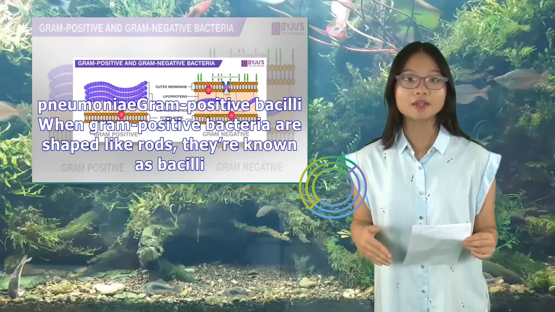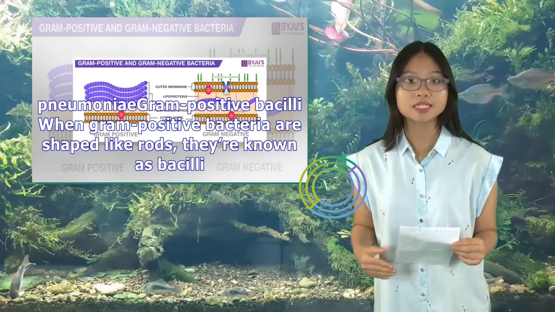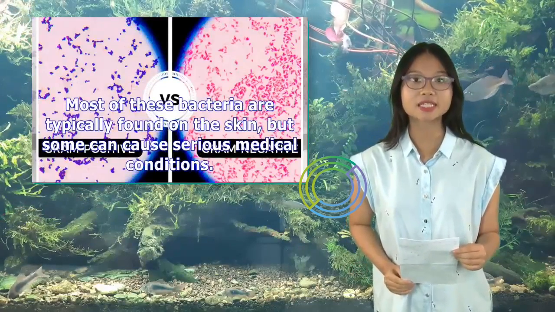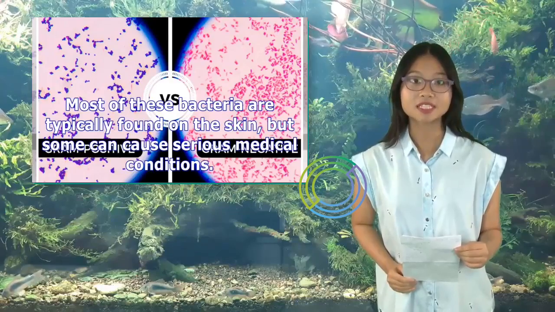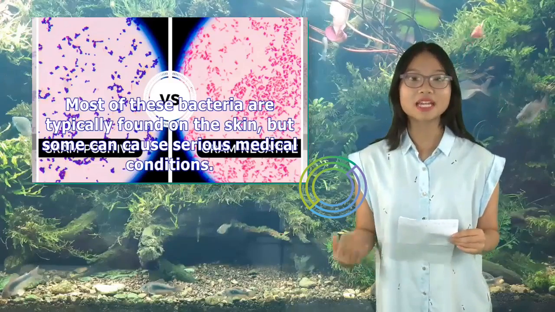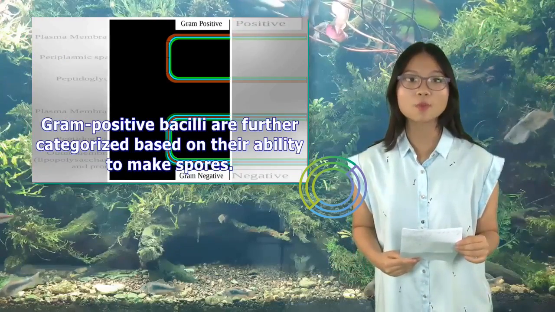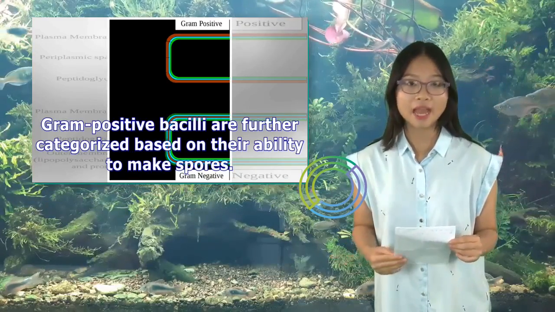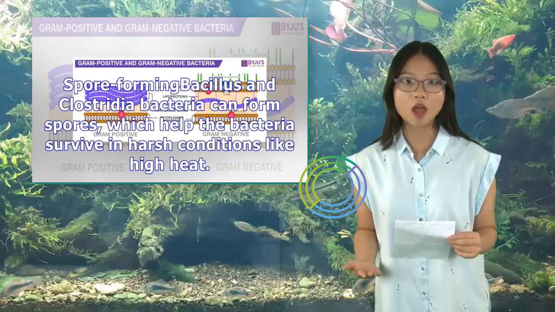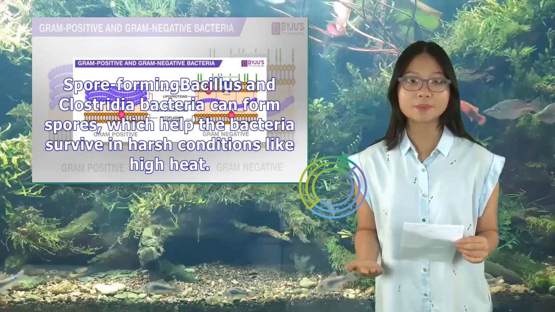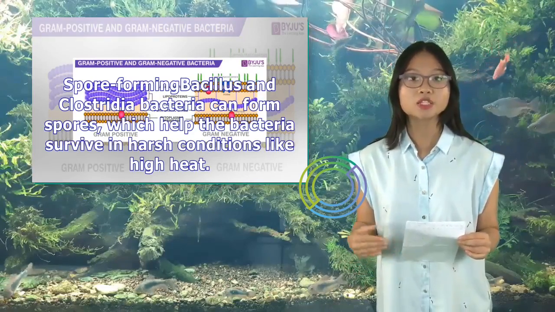S. pneumoniae. Gram-positive bacilli. When gram-positive bacteria are shaped like rods, they're known as bacilli. Most of these bacteria are typically found on the skin, but some can cause serious medical conditions. Gram-positive bacilli are further categorized based on their ability to make spores. Spore-forming Bacillus and Clostridia bacteria can form spores, which help the bacteria survive in harsh conditions like high heat.